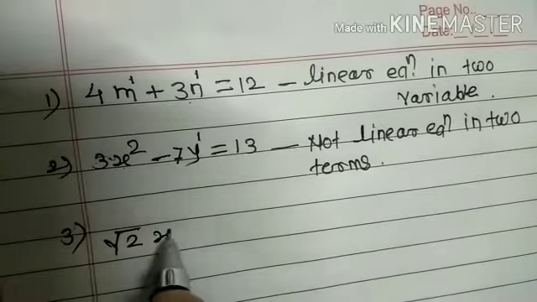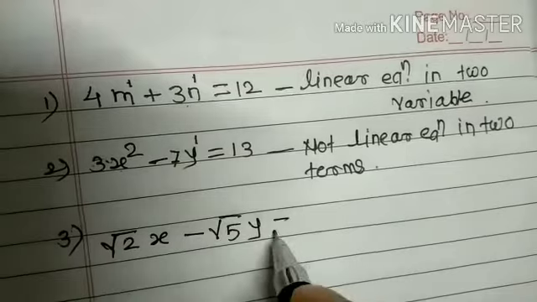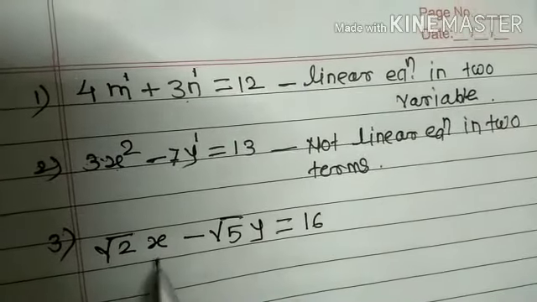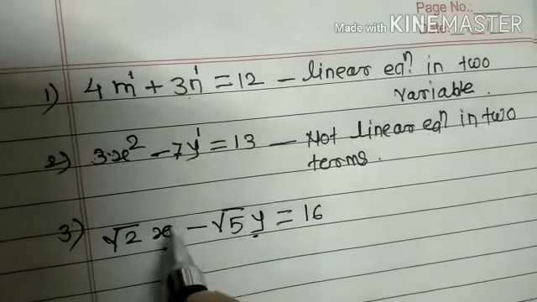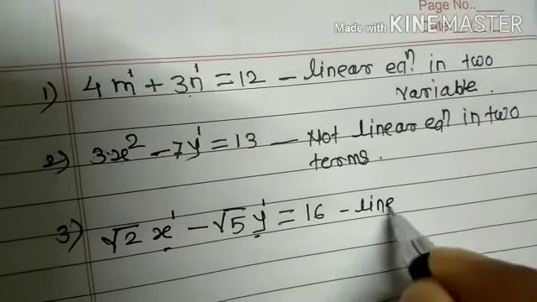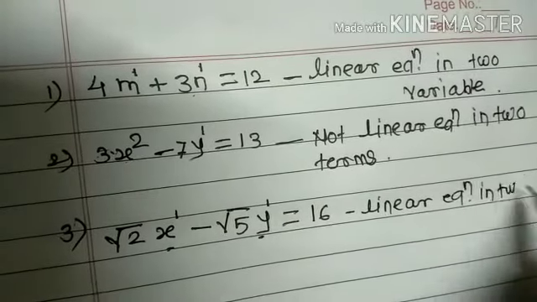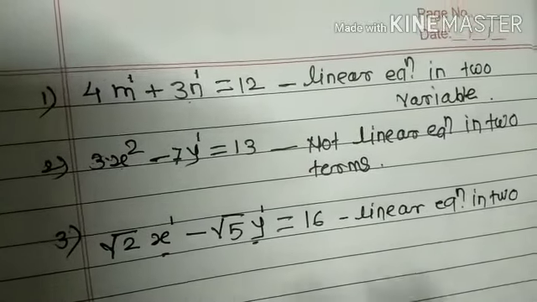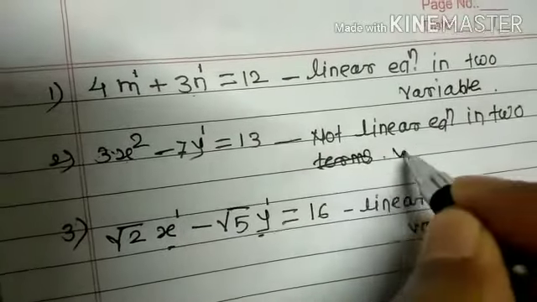Then third example, root 2x minus root 5y is equal to 16. In this example these two terms are given with variables x and y, its degree is 1 and hence this is a linear equation in two variables.